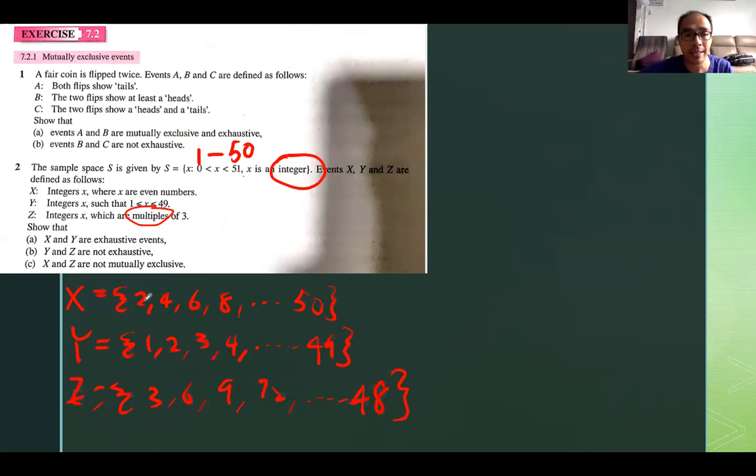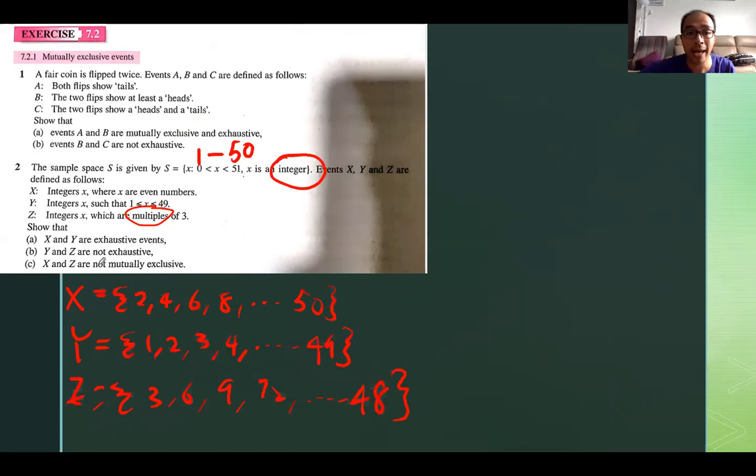Take a look. X is 2 sampai 50. Y is 1 sampai 49. Our sample space is 1 to 50. So is 1 to 50 in both X and Y? The answer is yes, because tengok, Y ada nombor 1, X ada 50. So when we combine X and Y together, we find that all the sample space is in X and Y. Okay, so they are exhaustive events.